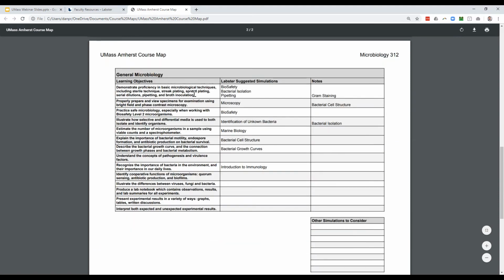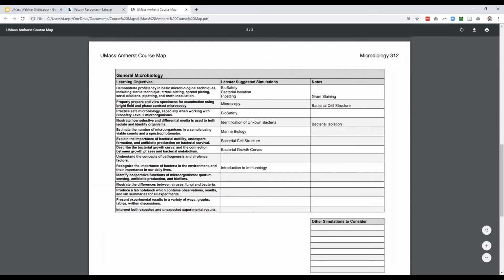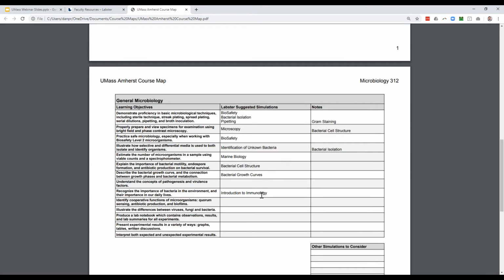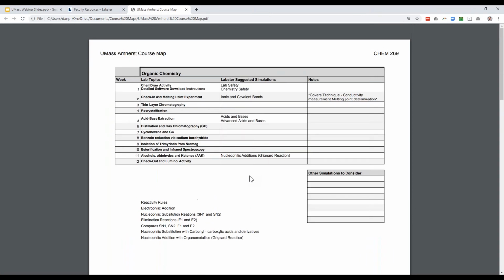Moving down, the microbiology, again, this is the same thing. We look at those learning objectives and map stuff over for you, with any notes of what it might cover. For example, microscopy covers bacterial cell structure. And also in the notes, there are some other ones that might fit over as well. This was a little bit of an older one, so I'm sure with our new microbiology package, a few more might fit in there now as well. Hopefully that answers your question.